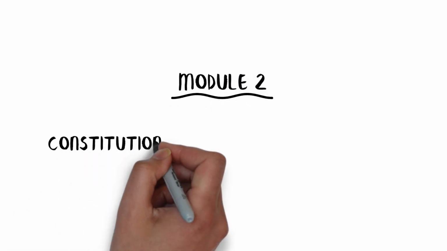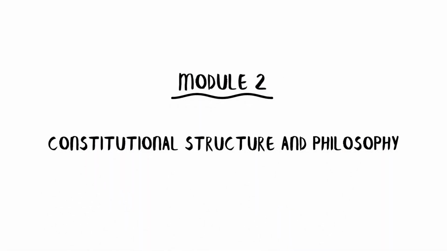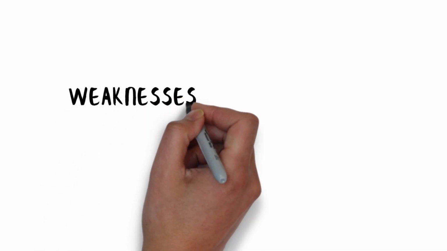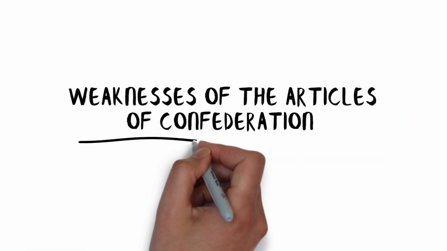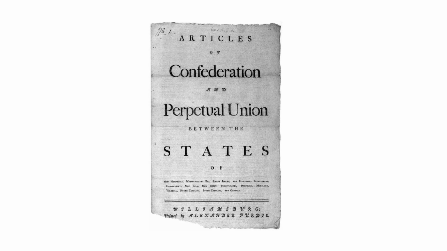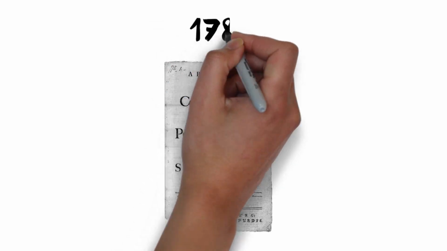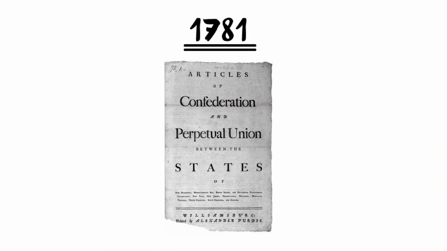Module 2, Constitutional Structure and Philosophy. Weaknesses of the Articles of Confederation. The Articles of Confederation and Perpetual Union, an agreement entered into by the former colonies that had declared independence from Great Britain, went into effect in 1781, after all 13 states ratified the agreement.